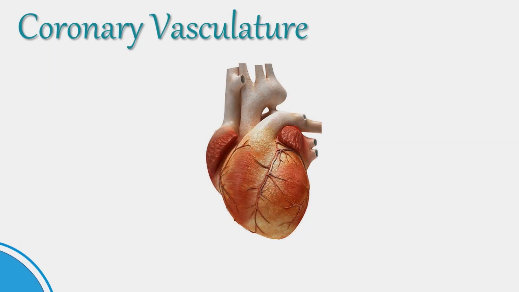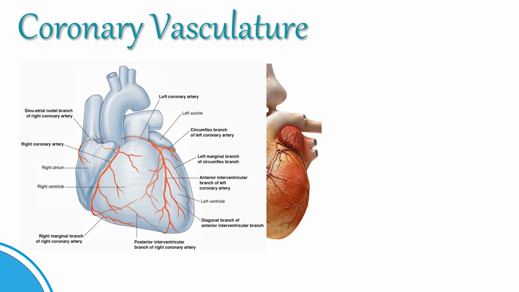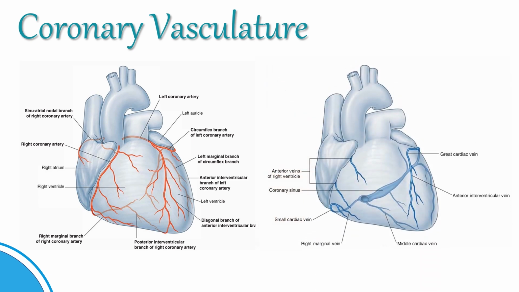The coronary circulation is a specialized network of blood vessels that supply blood to the heart muscle or myocardium. It consists of arteries that deliver oxygen-rich blood and veins that remove deoxygenated blood. First, we will discuss the coronary arteries and then the coronary veins.